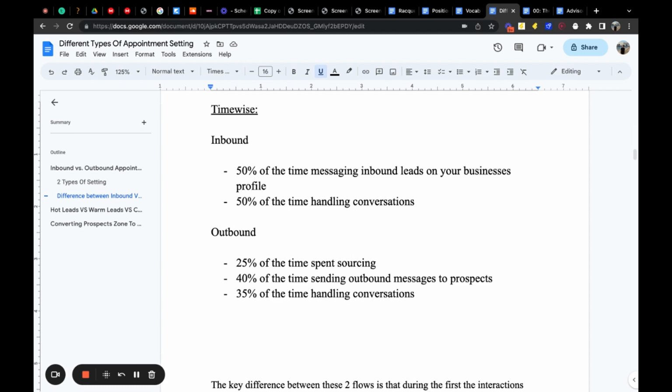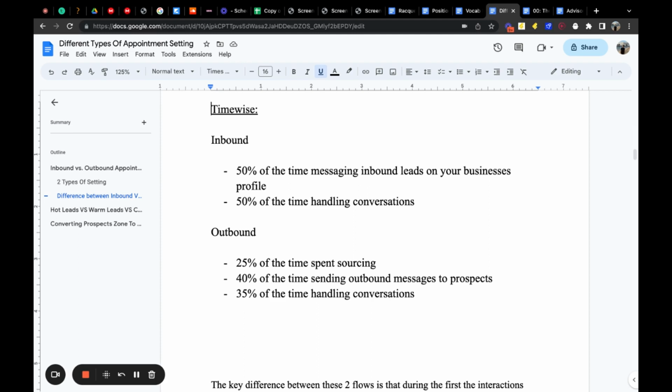Now, if you were an inbound setter, you would be logged into that fitness coach's account, and you would be taking care of all of the inbound leads. So again, the people who comment, like, or DM that fitness coach's account, you would be working actively on the main account. So yes, 50% of the time is spent messaging inbound leads, and 50% of the time is spent handling conversations when you're working in an inbound position.